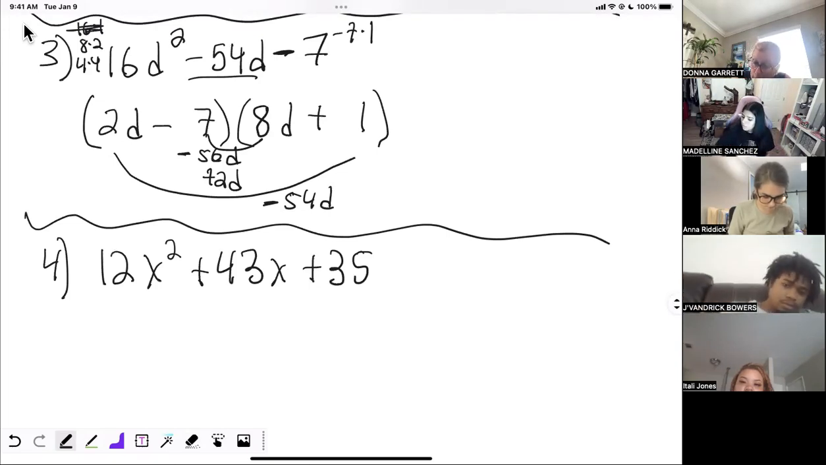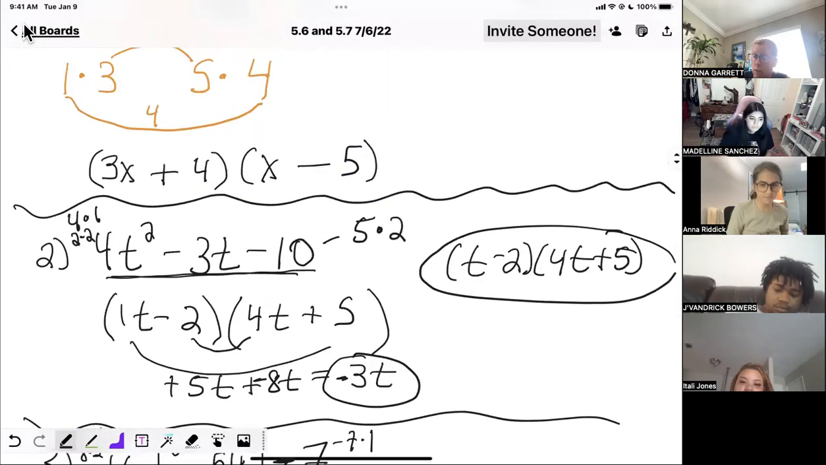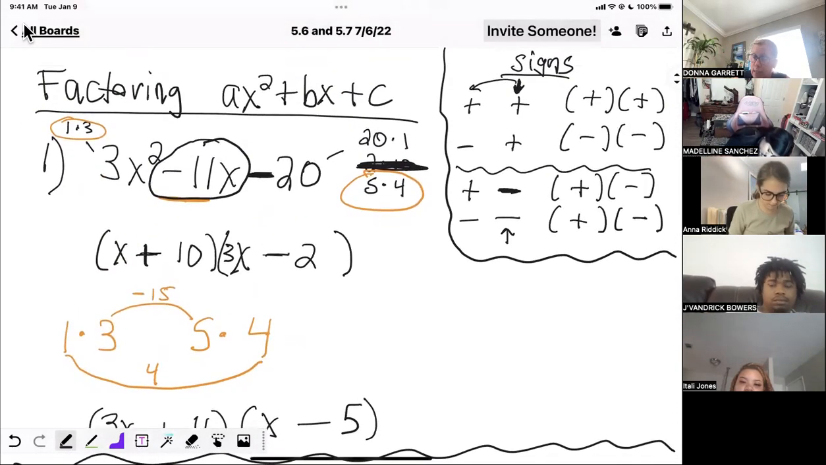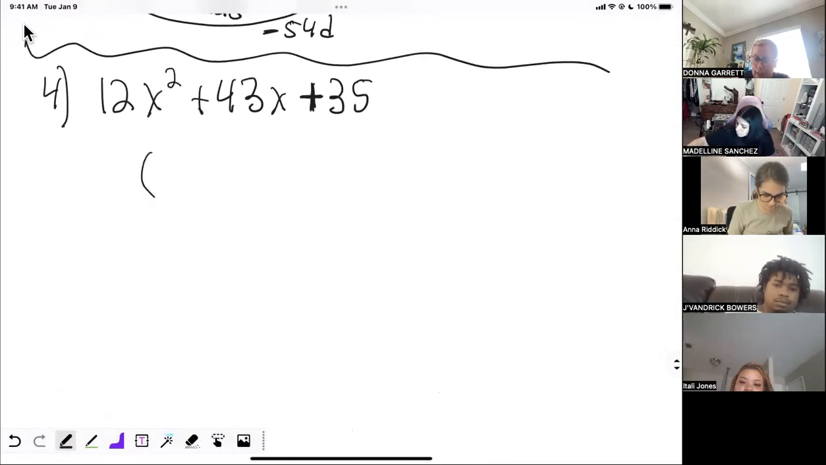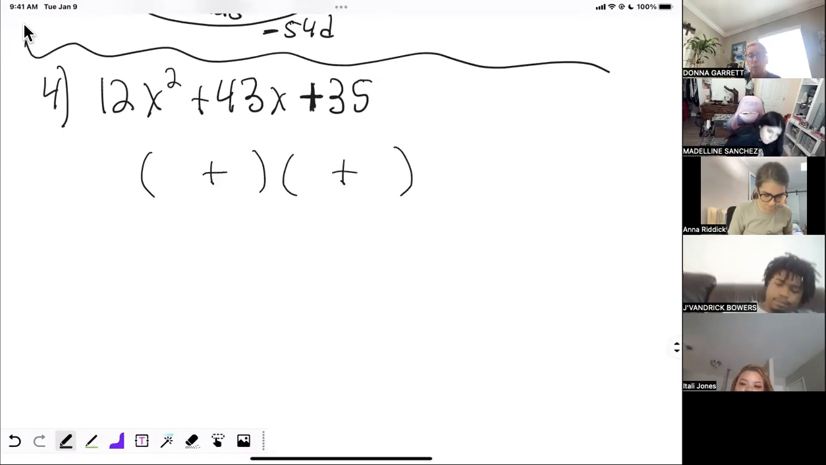Hey, now I have a plus as my second sign. If you look back at the sign chart, a plus means, if I have a plus and a plus, when I factor, I'm going to have a plus and a plus. So I'm not worried about any negatives at all. It's all going to be positives.